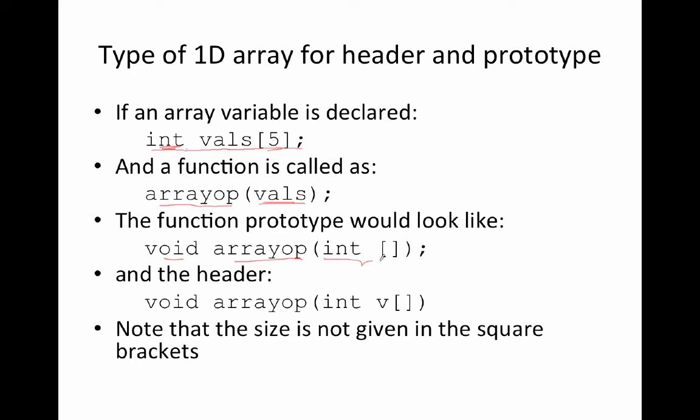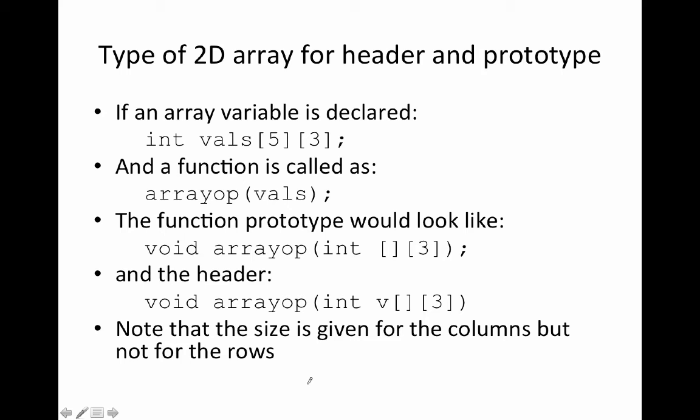The type of that is int square brackets. So notice that we don't put the size in here, but we're saying that this is an array of integers. So not just int, but a one-dimensional array of integers. And the function header would look something like this, where we're declaring the parameter. So vals, this array, would get passed to be the value of this array v, which is again declared to be an array of integer locations. And again, we don't need to put the size in the square brackets. You actually could, but it is typical to not give the size in the square brackets. So that's for a one-dimensional array.